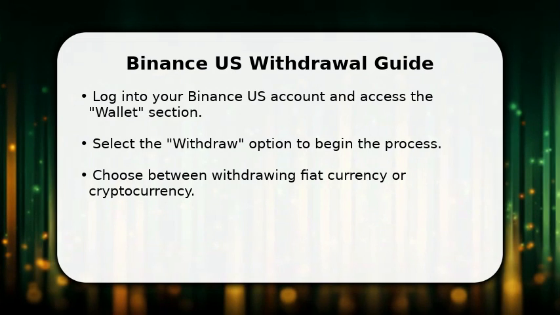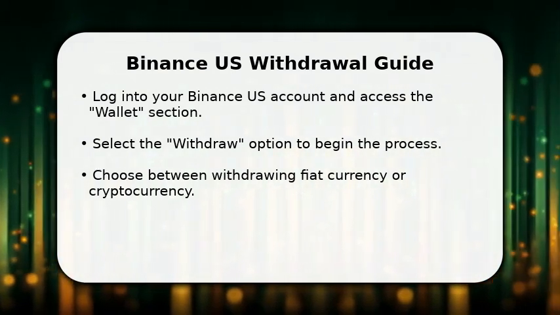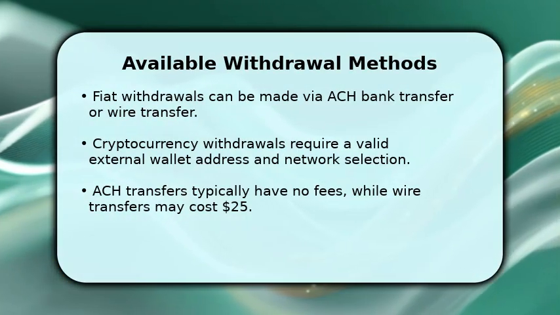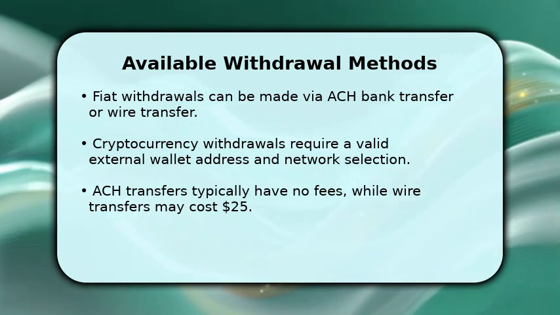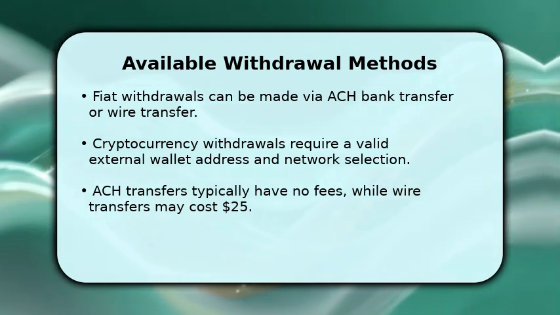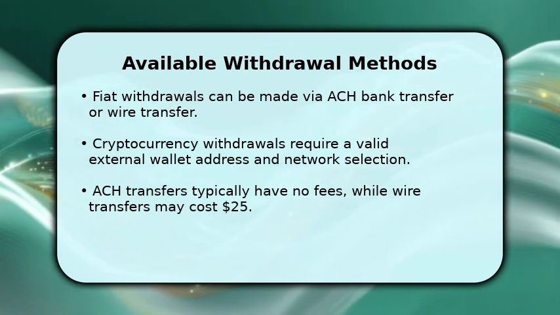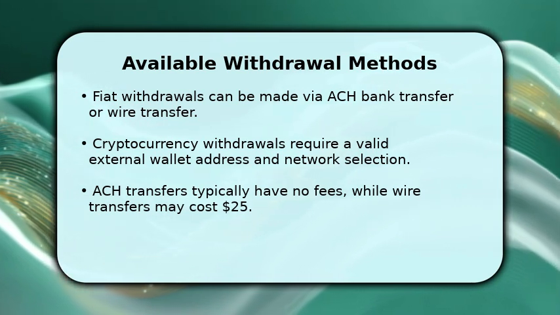This initial step is crucial for accessing your funds and deciding whether you want to withdraw traditional currency or digital assets. For fiat withdrawals, Binance US offers two primary methods: ACH bank transfers and wire transfers. ACH transfers are generally free of charge, making them a popular choice. However, wire transfers may incur a fee of $25.